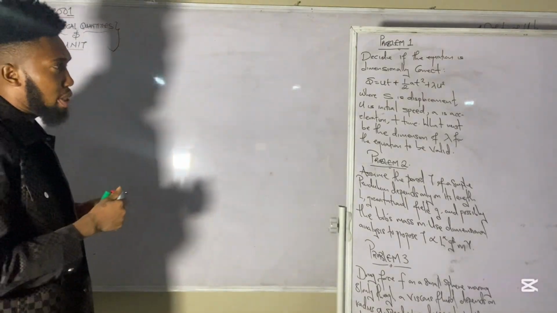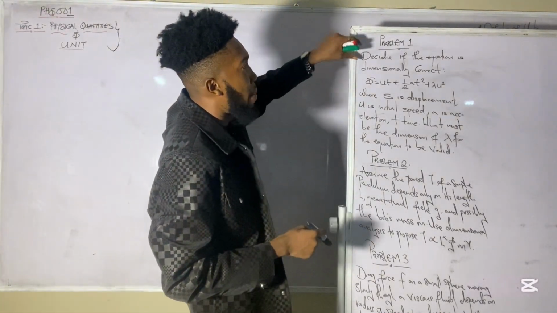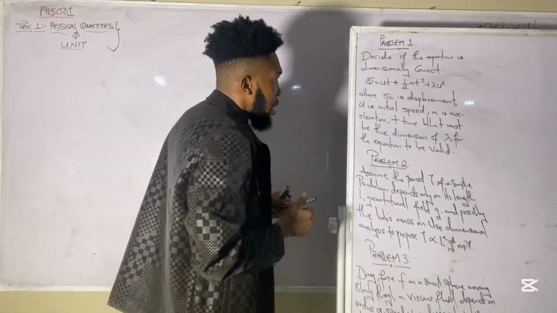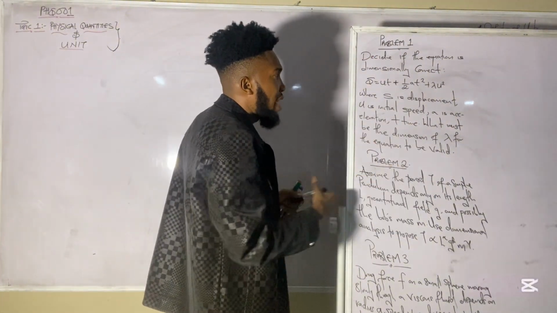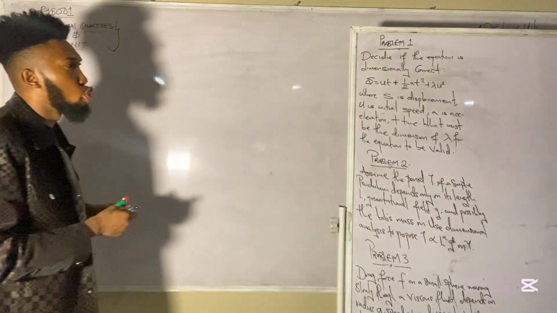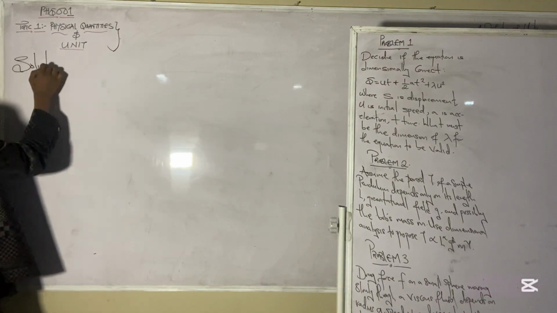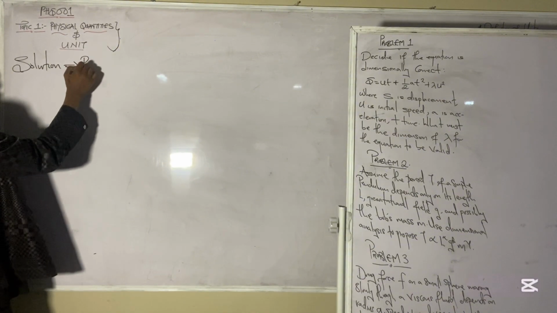Now the first question is about deciding whether the equation is dimensionally correct or not. Alright, so let's look at how they structured the equation. They gave us an equation, S equals UT. Solution to problem 1.